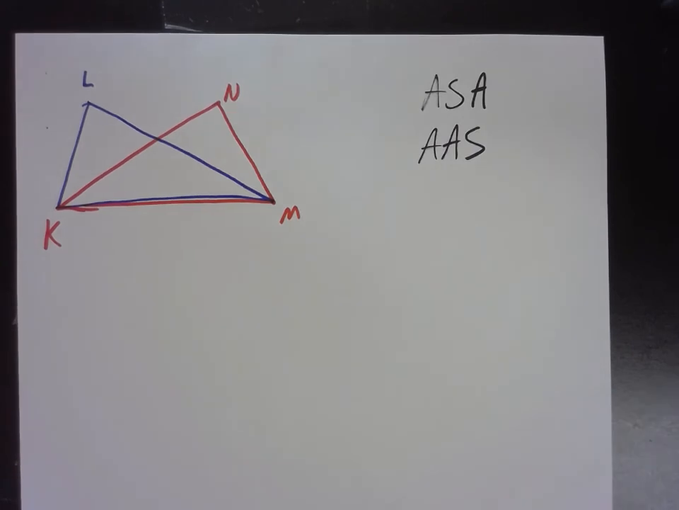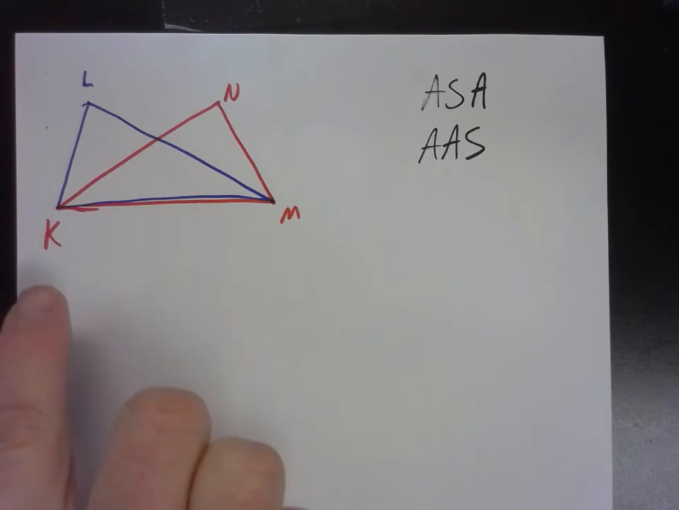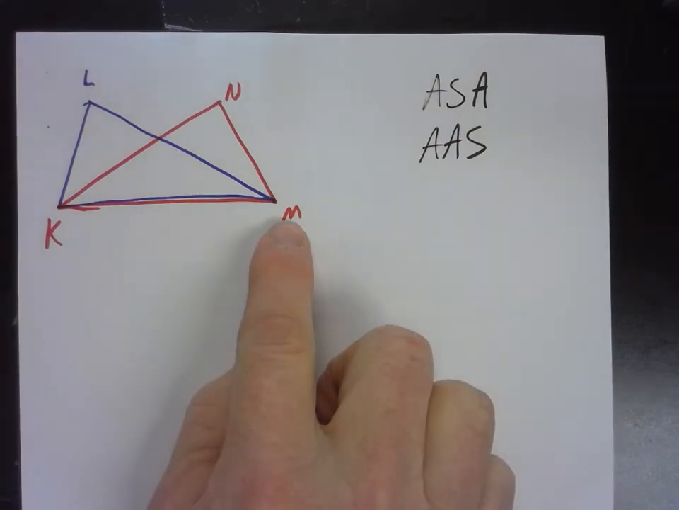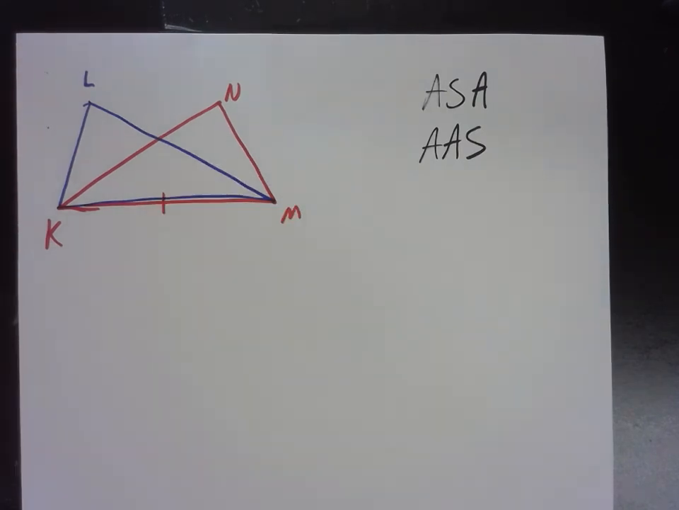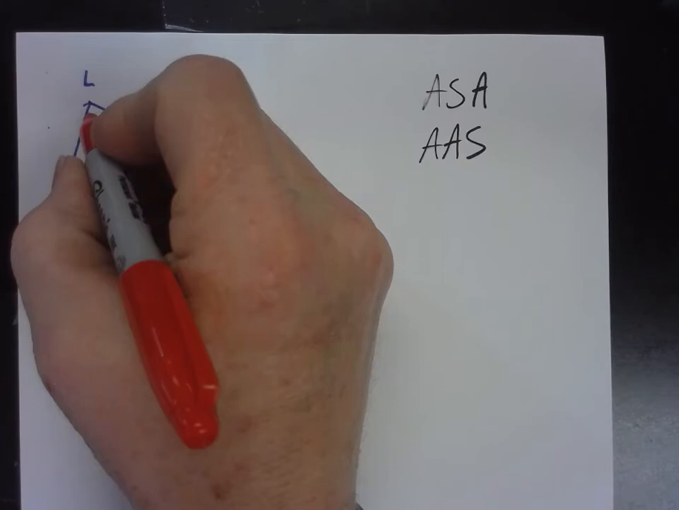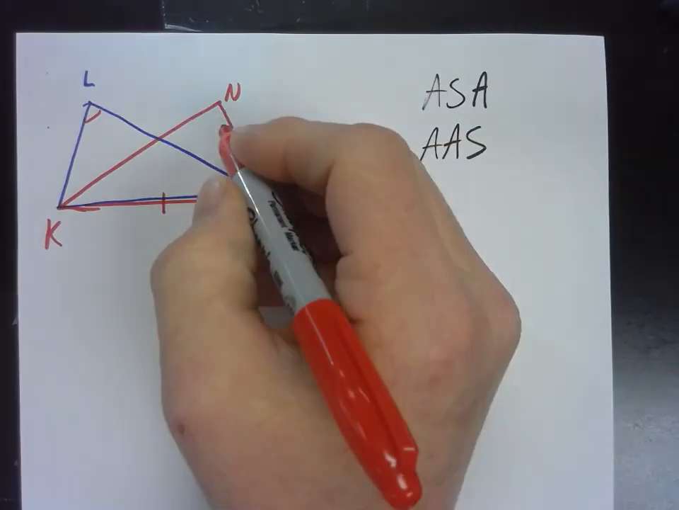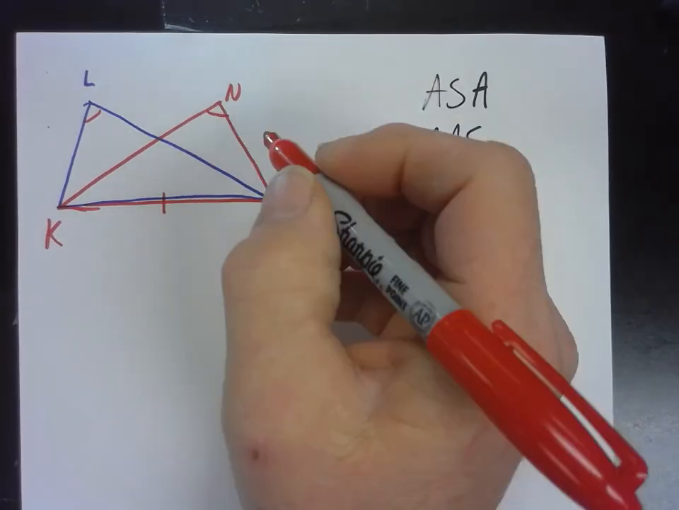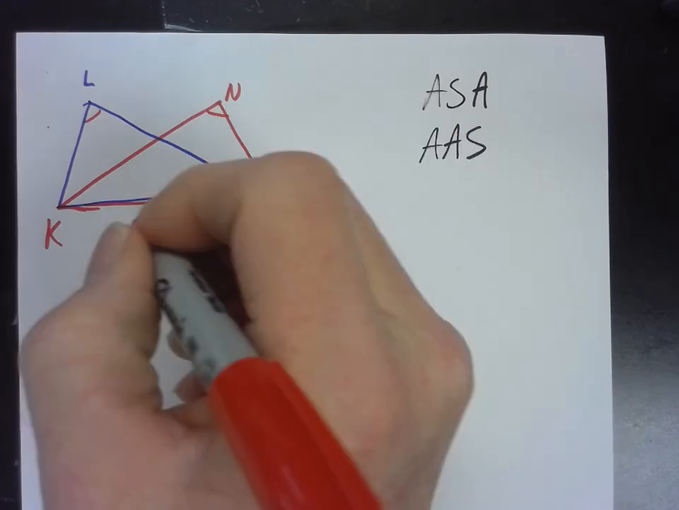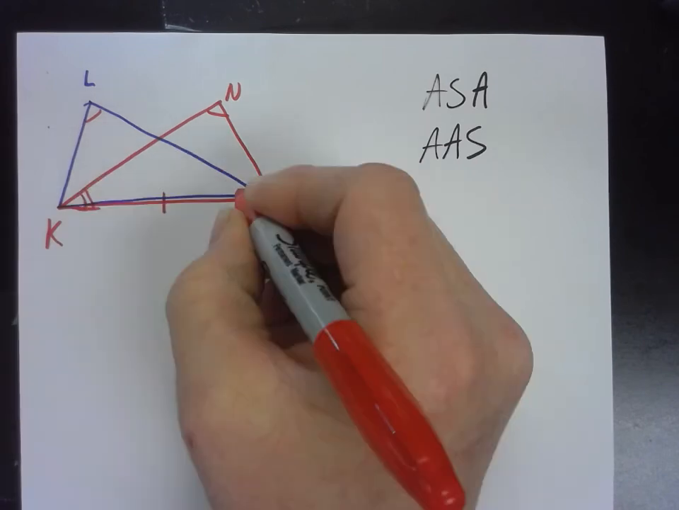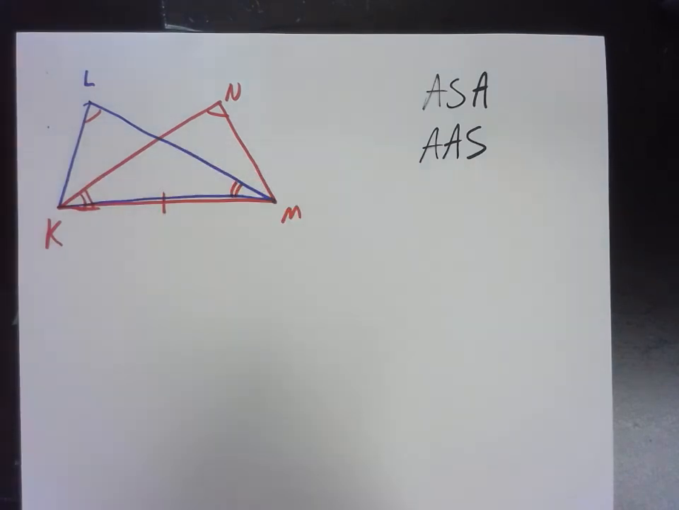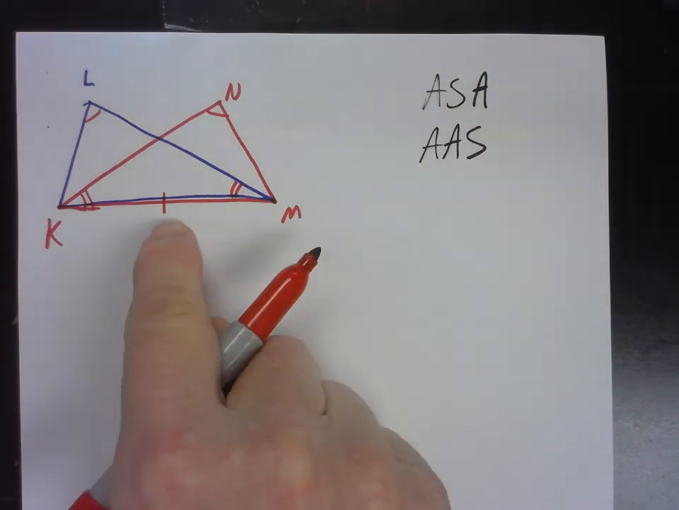It seems to me like they have a side in common. Isn't KM congruent to itself? Okay, so we've got a side. I'm just going to put a mark on that. And then what are we given? We're given that angle L up here is congruent to angle N over here. We're given that this one here at K and this one over here are congruent. So I think with the side, we've got two angles and a side.